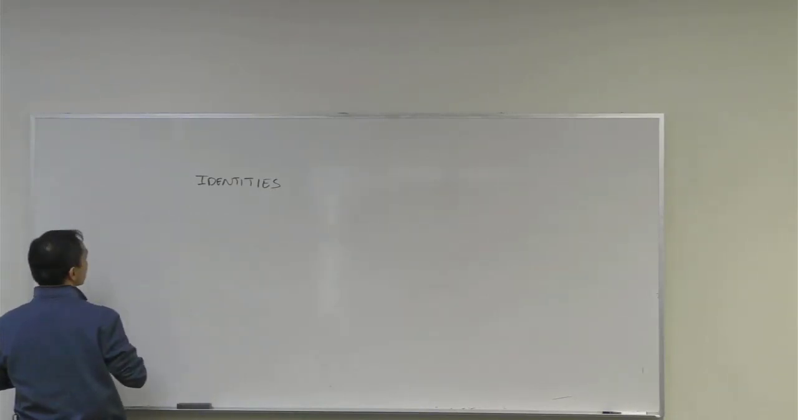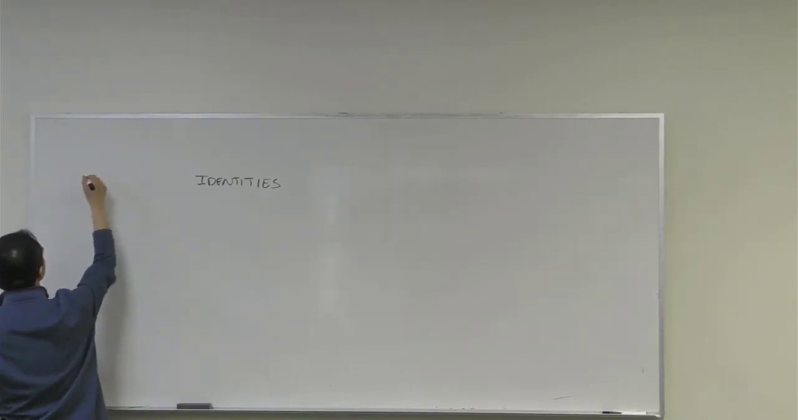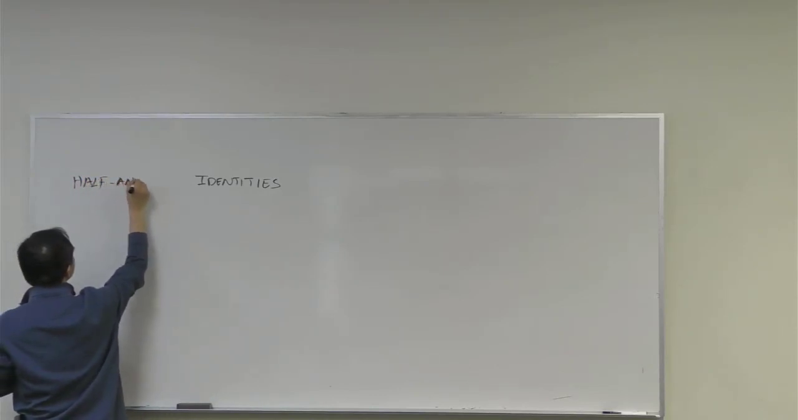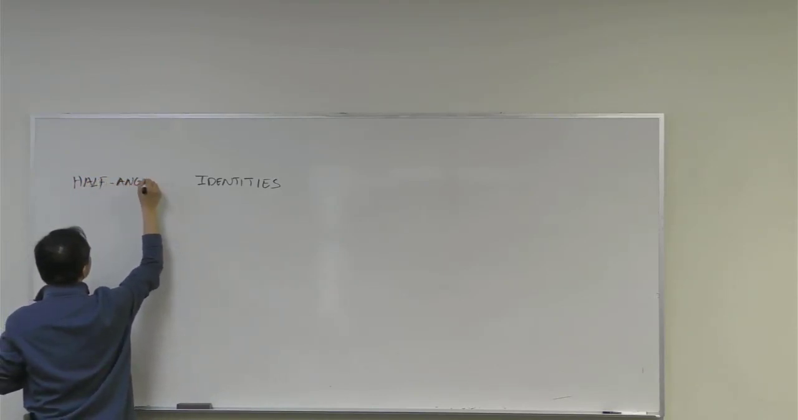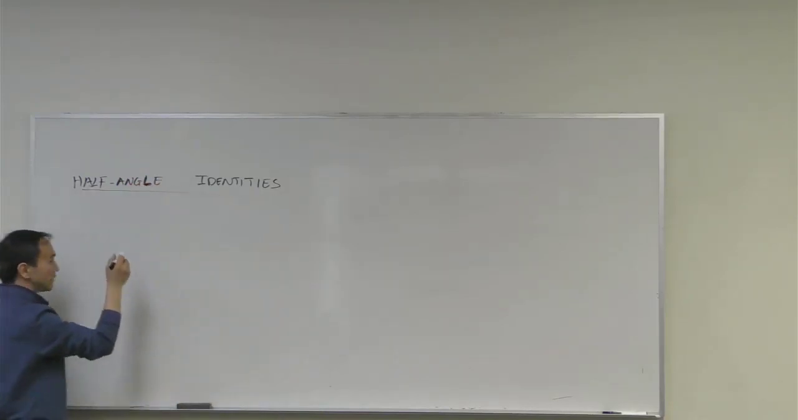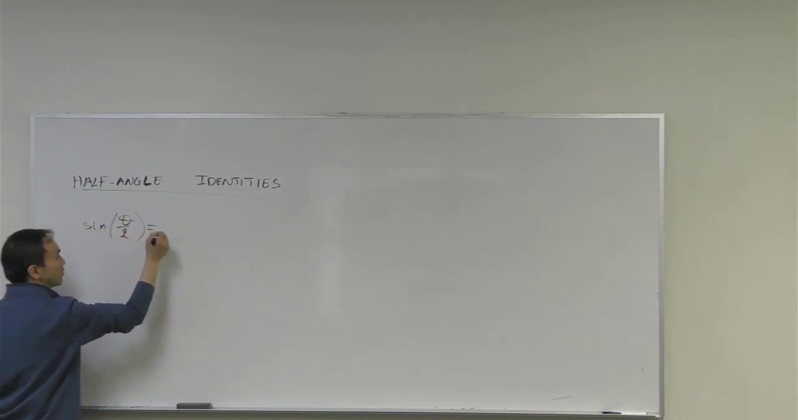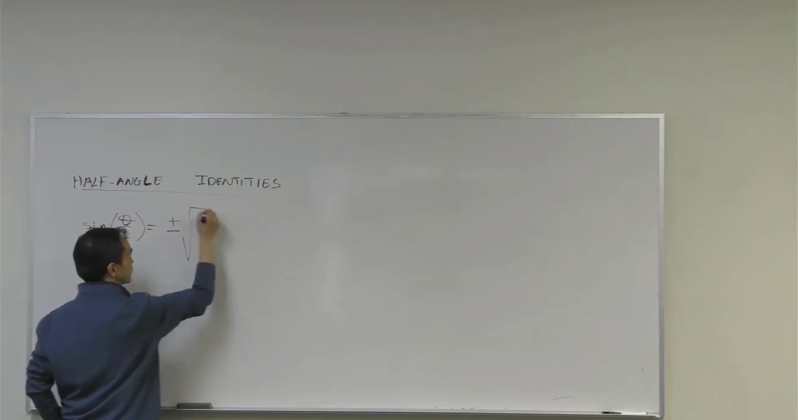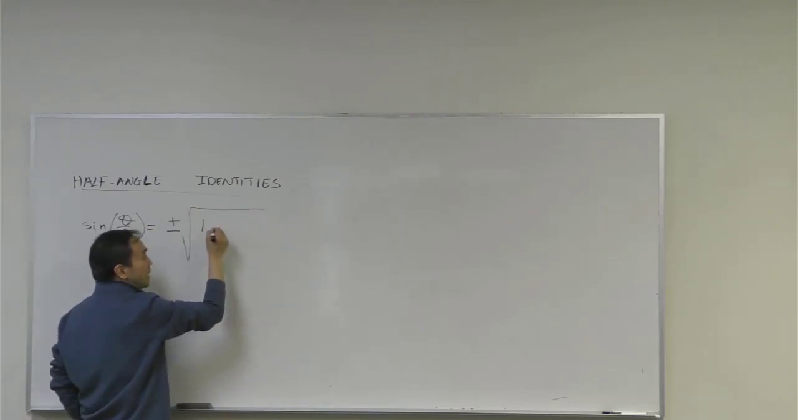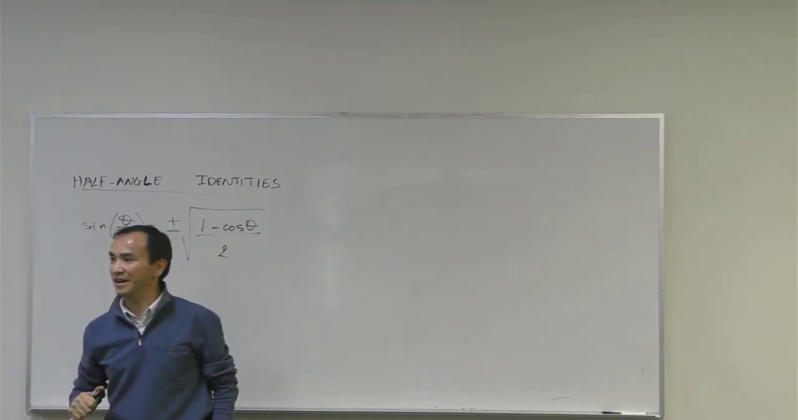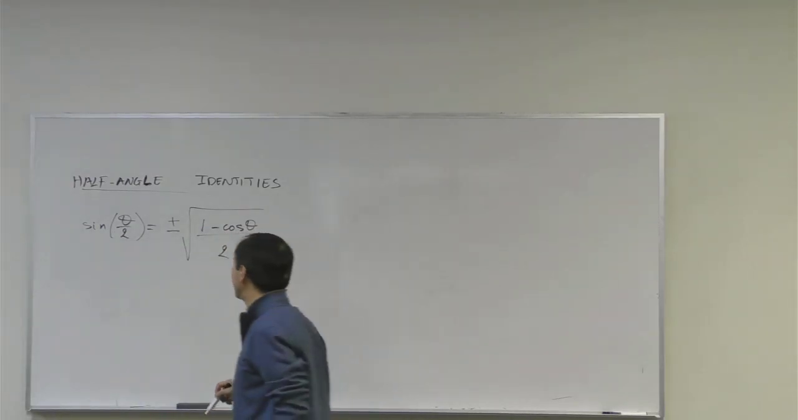Now that's formulated. Let's put that into a list right here. So as far as the half angle identities, the first one we wrote down. The first one we had: sine of a half angle, theta over 2, equals plus or minus the square root of 1 minus cosine theta over 2. That's your half angle identity, right? Put that in a box.